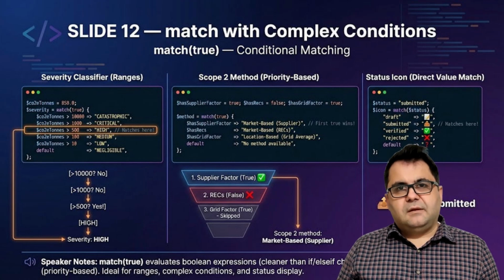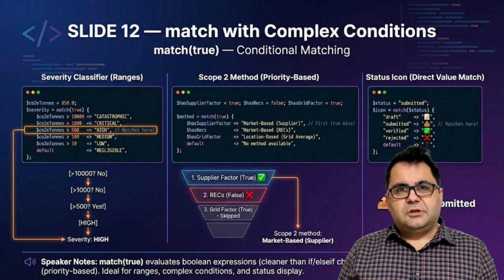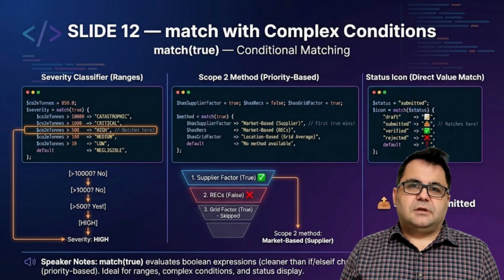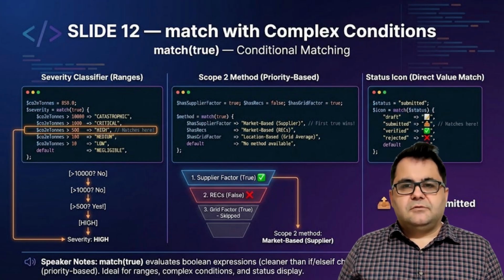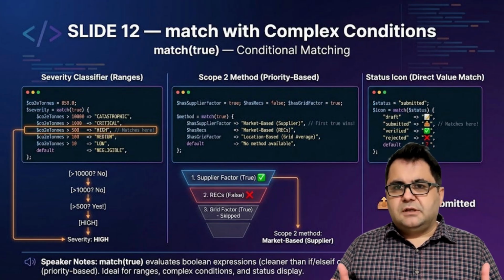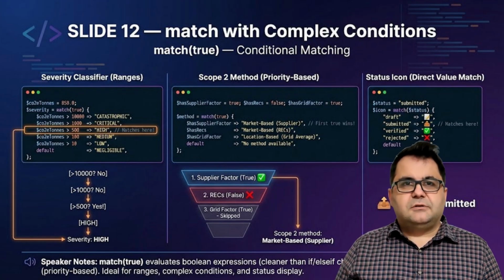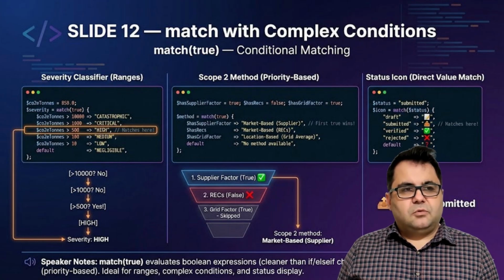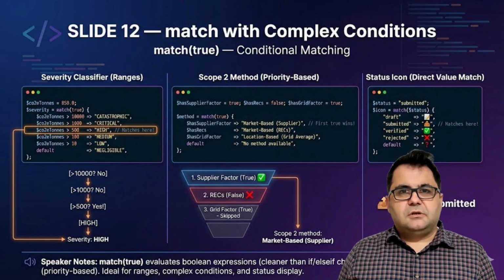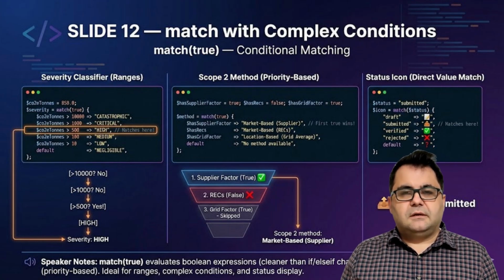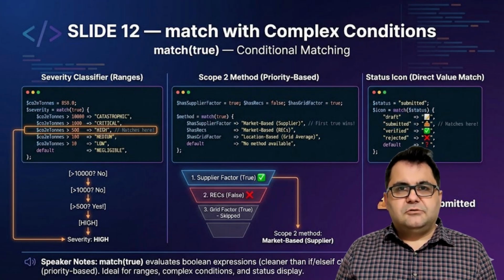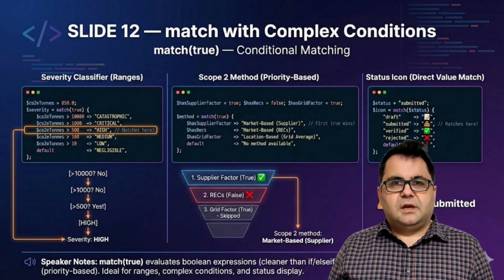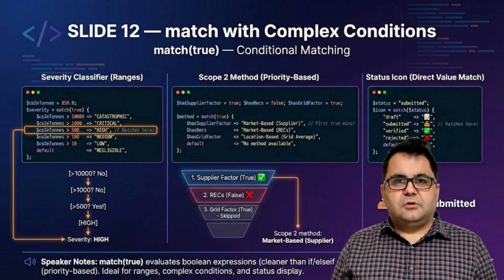Match true is a powerful pattern that evaluates Boolean expressions. Instead of matching a variable against values, it matches true against conditions. The first condition that evaluates to true wins. This is cleaner than a chain of if-else-if statements when you want to assign a value based on ranges or complex conditions. Look at the severity classifier. Same logic as our if-else-if chain from earlier, but much more compact, and it returns a value directly.